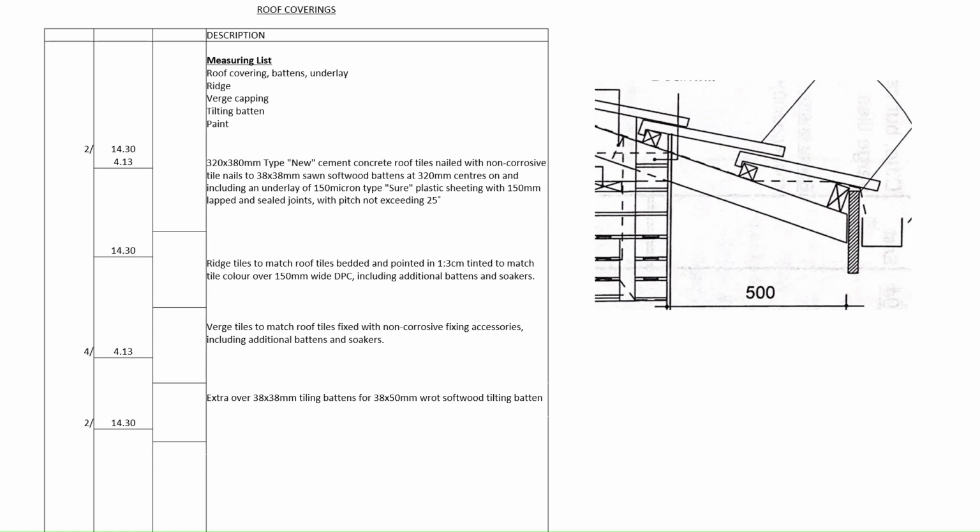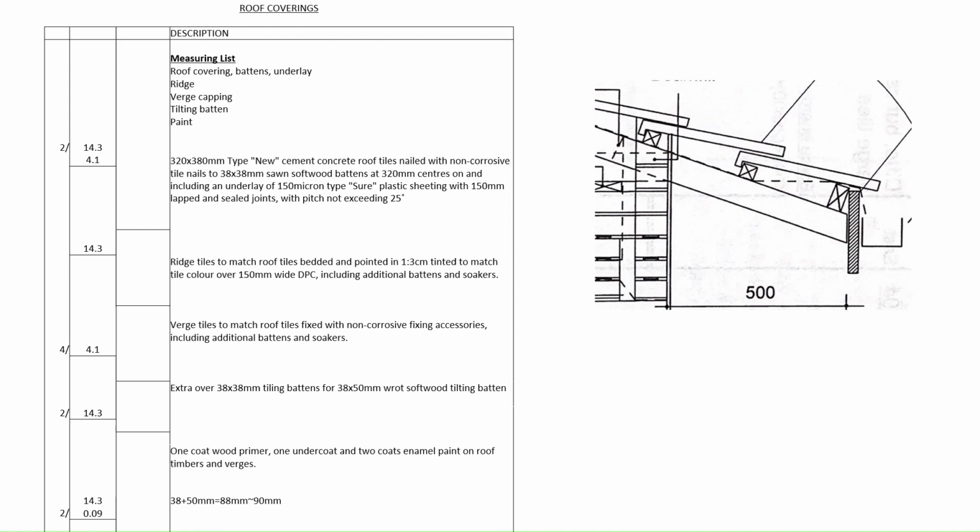Now moving on to the last item. The last item on our list is the paint to the tilting batten. As you can see here on the detail, these sides over here of the tilting batten are exposed to the elements, so we need to put primer onto those areas so that we protect the timber.